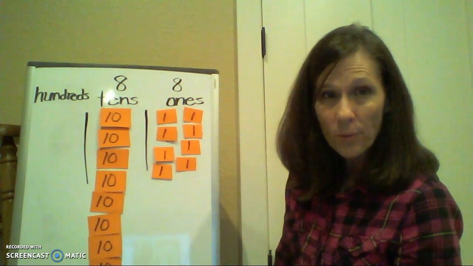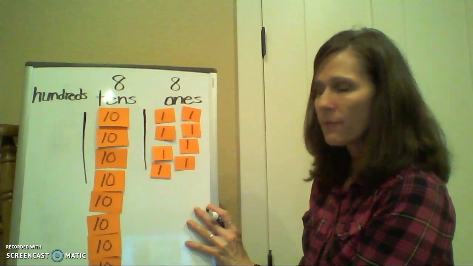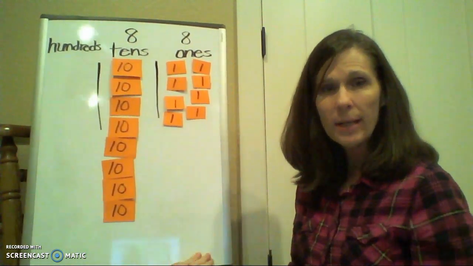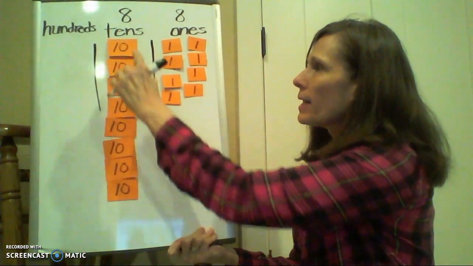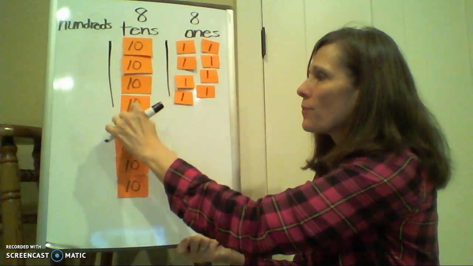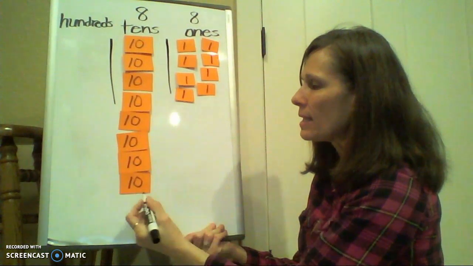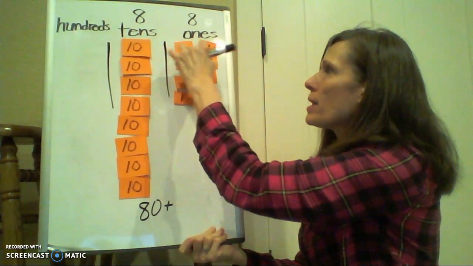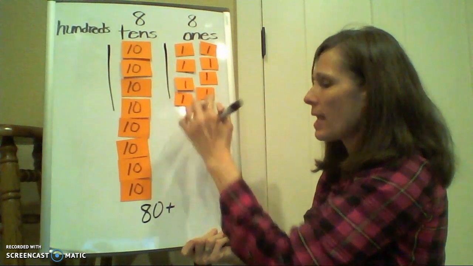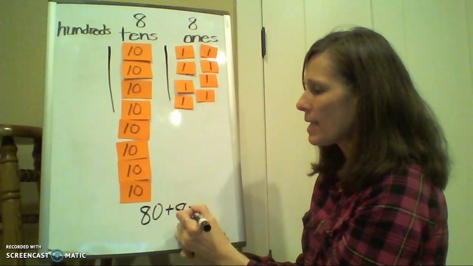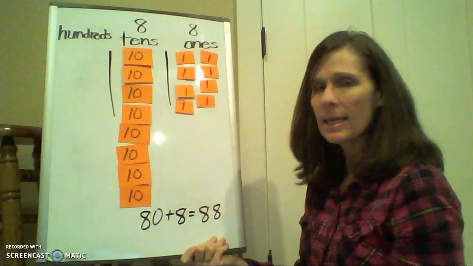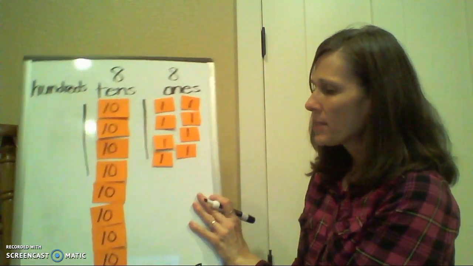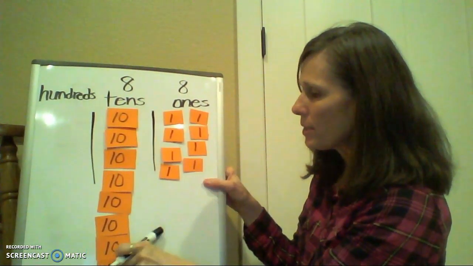So if I'm going to write this out, and of course, if you were in school, I would expect you to write it out in expanded form, right? I would say 10, 20, 30, 40, 50, 60, 70, 80. 80 plus 1, 2, 3, 4, 5, 6, 7, 8. 80 plus 8 equals 88. Okay, so let's go ahead and do another one.